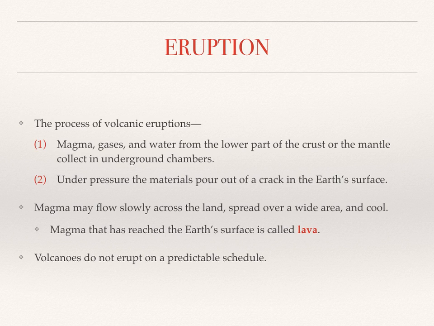Magma can flow slowly across the land and spread over a wide area and cool. Magma that has reached the Earth's surface is called lava. Volcanoes do not erupt on a predictable schedule.